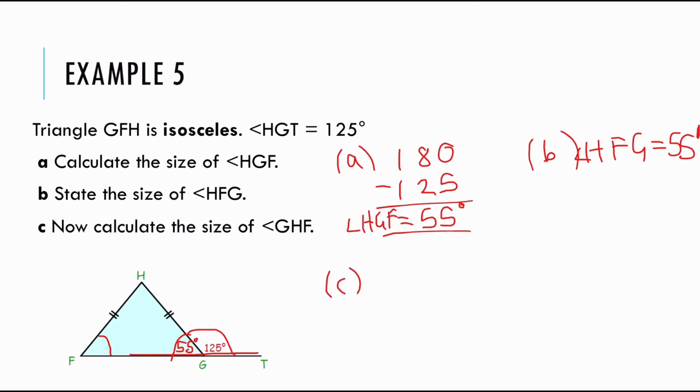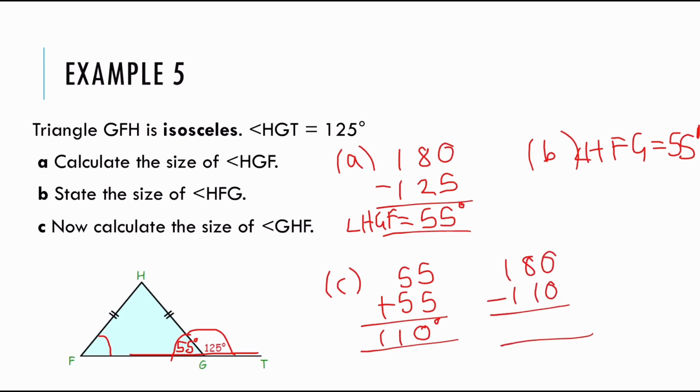So in order to calculate the size of angle GHF, I add what I know and take it away from 180. So I'm going to add together 55 and 55 to give me 110, and I'm going to subtract that away from 180 to give me 70 degrees, which means that angle GHF is equal to 70 degrees.